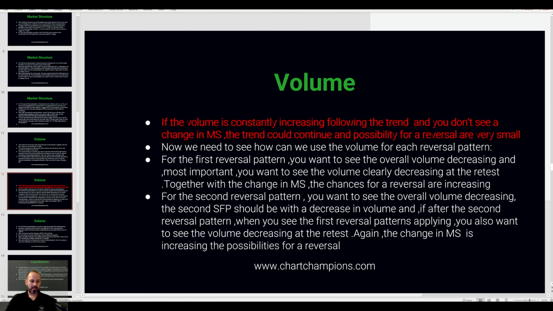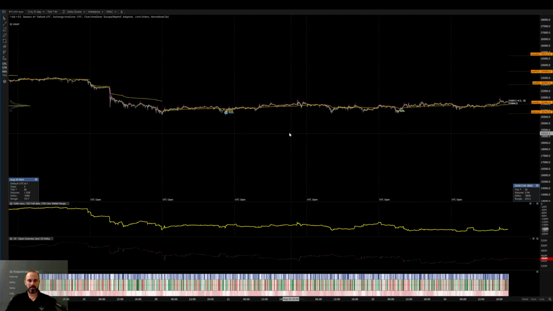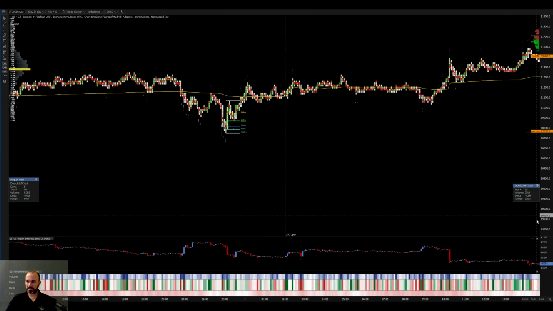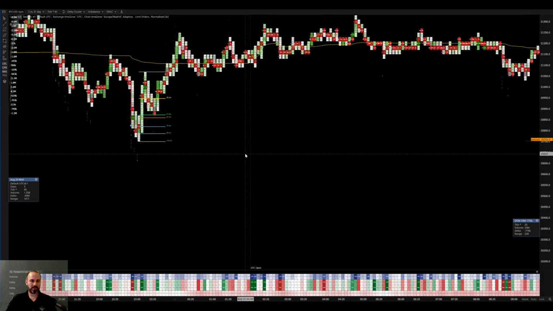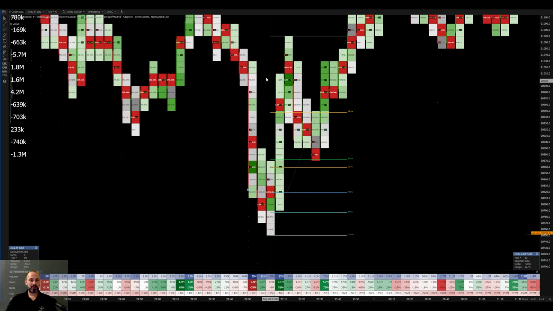So let's see how that looks when we add the volume, right? So we need to see this again. I will delete this one and delete this one so you can see this actually better. So here, what do we need to see in terms of volume? You want to see the volume decreasing. So here the price is moving to the downside, 29 million, that's quite a big volume, 11 million, 10 million. So we can clearly see that the volume is slowly decreasing here from 29 to 10 million.